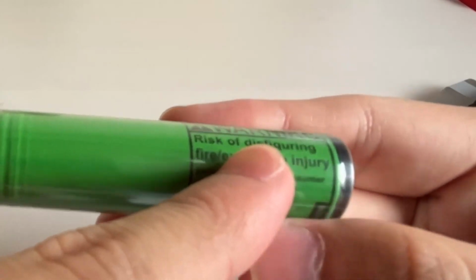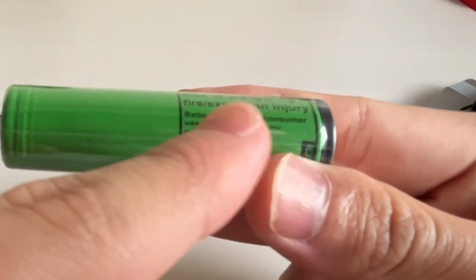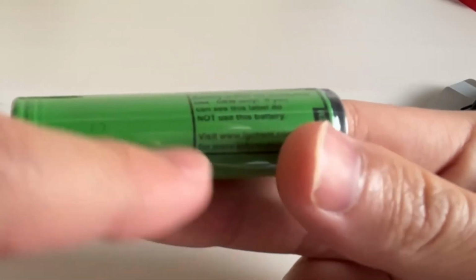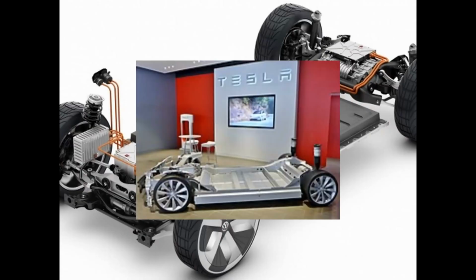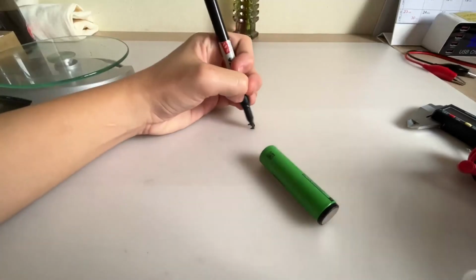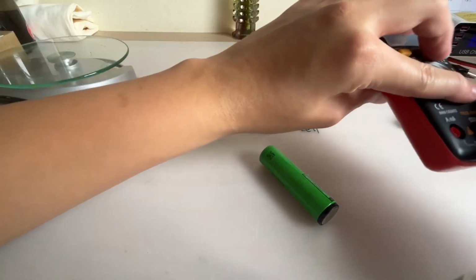Risk of disfiguring fire or explosion injury. Battery is not for consumer use, OEM only. If you can see the label, do not use this battery. You can probably use it in a Tesla battery or some sort of that. And yup, that is actually a Volkswagen EV car. 3.8 volts per cell.